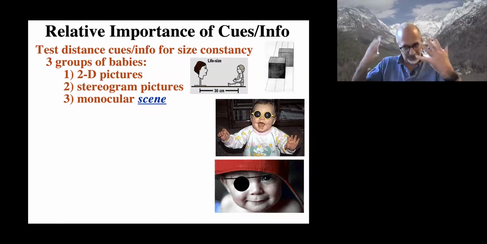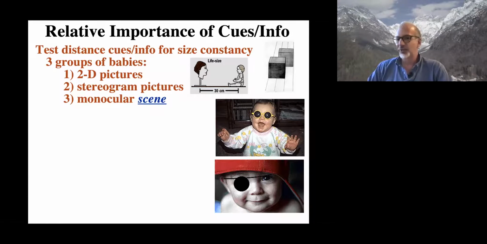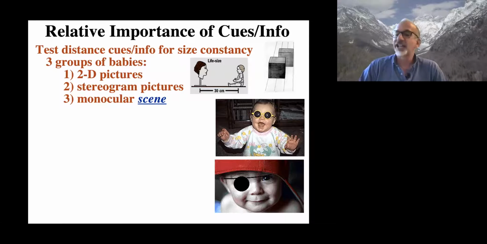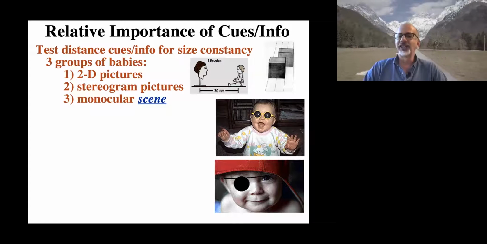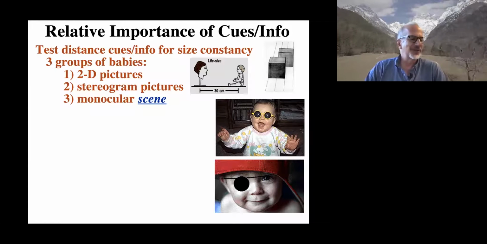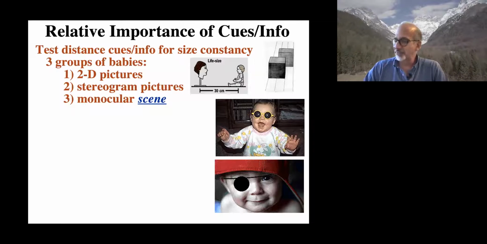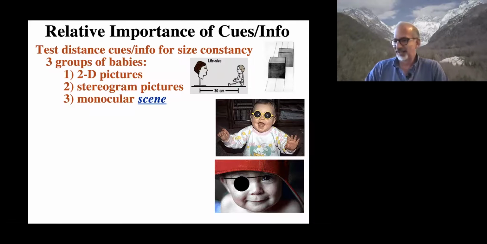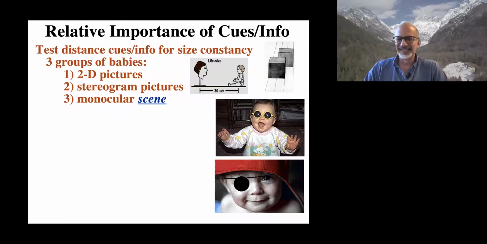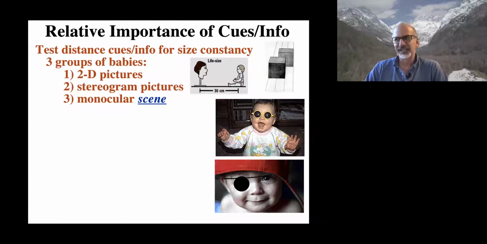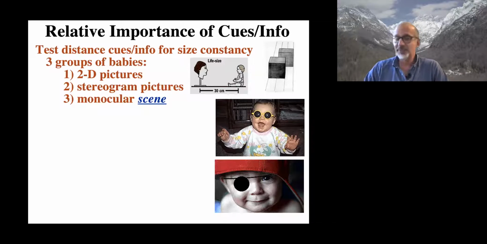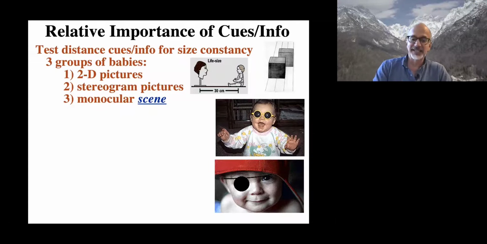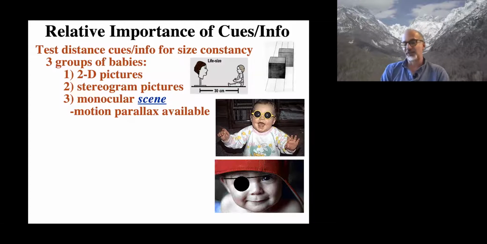Of course, they're getting two different pictures, but this last group of infants, even though they're only able to use one eye, actually get a scene. Another thing I should say, just to anticipate where we're going with this, they're going to be able to move their little heads. That's not going to help the 2D and the stereogram babies because they're seeing two-dimensional images. But the baby with the eye patch that gets the scene in front of it is going to move its head. In other words, it's going to have motion parallax information available to it.